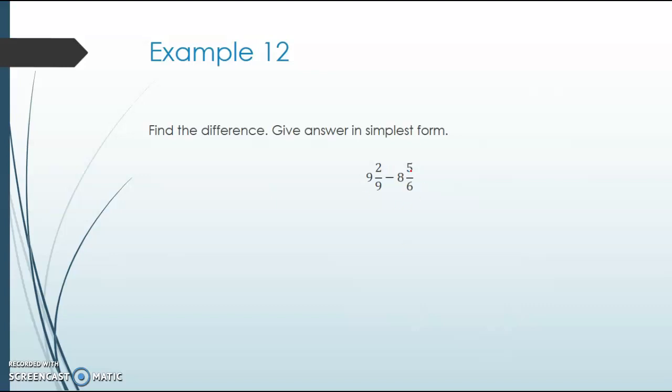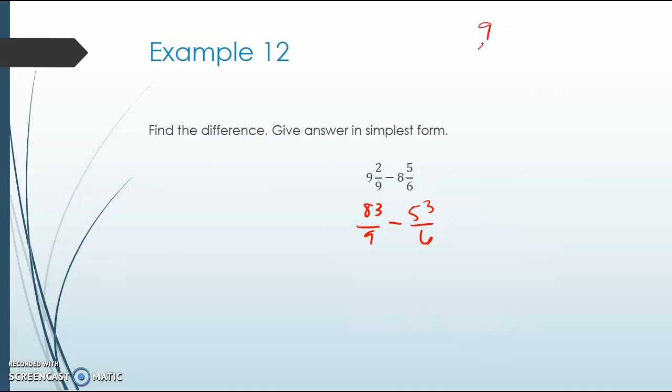Here we do not have like denominators. So again, I'm going to start by doing 9 times 9, which is 81, plus 2 is 83/9, minus 8 times 6 is 48, and 48 plus 5 is 53. So we have 53/8, right? Yep. And so now from here, I've got, I said eighths, 53/6. From here, I've got to get the like denominators.